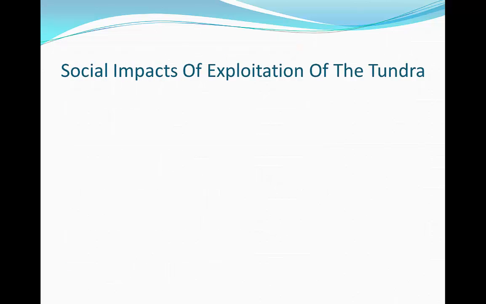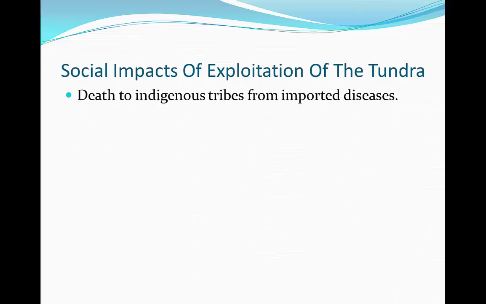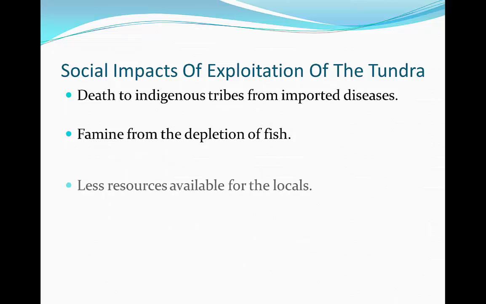Social impacts of the exploitation of the tundra. Many indigenous people died as imported diseases were brought to their areas. As the tundra began to be exploited, the travellers who went there brought smallpox and the flu, which did kill off a lot of the people of the indigenous tribes because they didn't have the medicine to be able to combat it. Famine also led to the depletion of fish. So what happened was, because all of this overfishing occurred, famine happened to the indigenous people who lived there because they didn't have as much fish to eat.